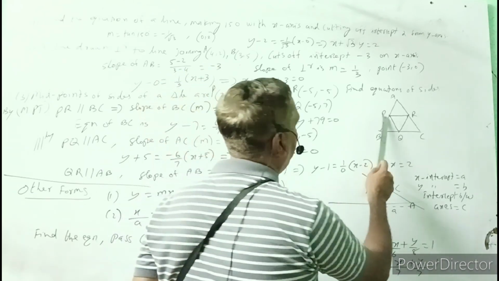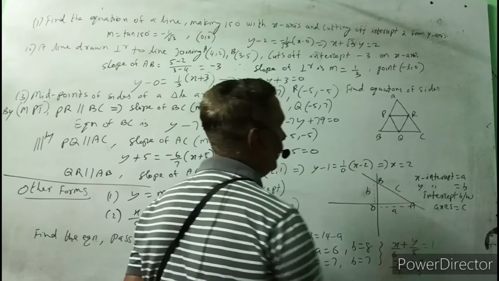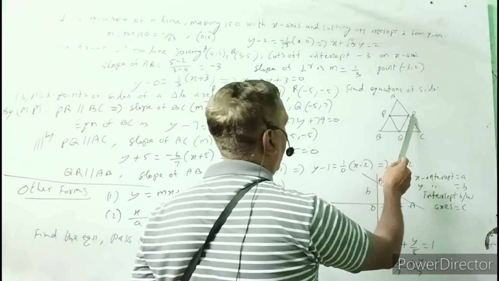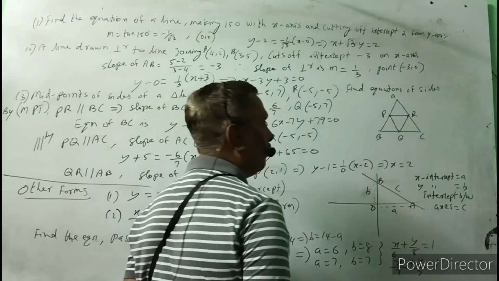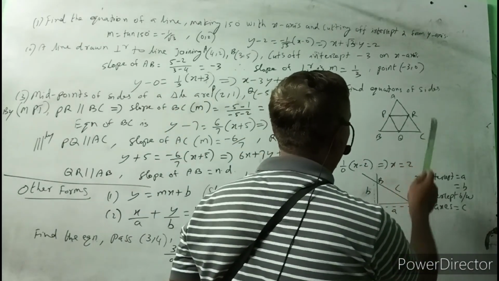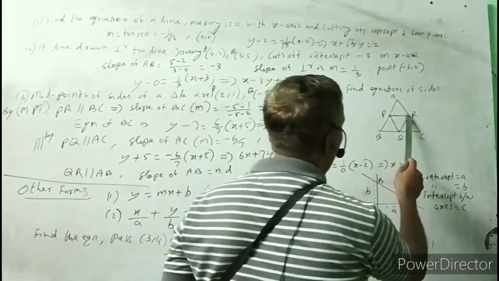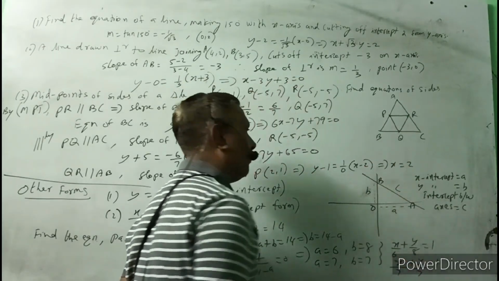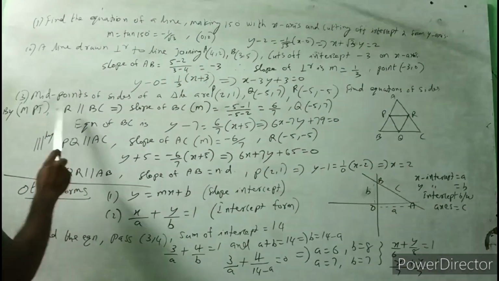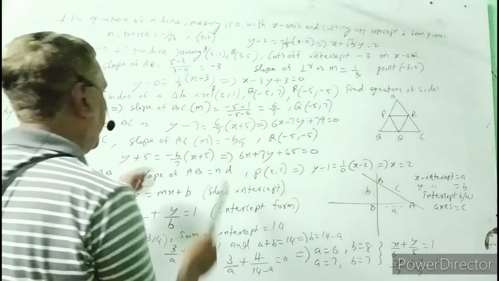By the midpoint theorem, P and R are the midpoints of the sides, so PR will be parallel to BC, and we also studied that PR is half of BC. So we want that word, parallel. PR is parallel to BC, so the slope of PR must be equal to the slope of BC.